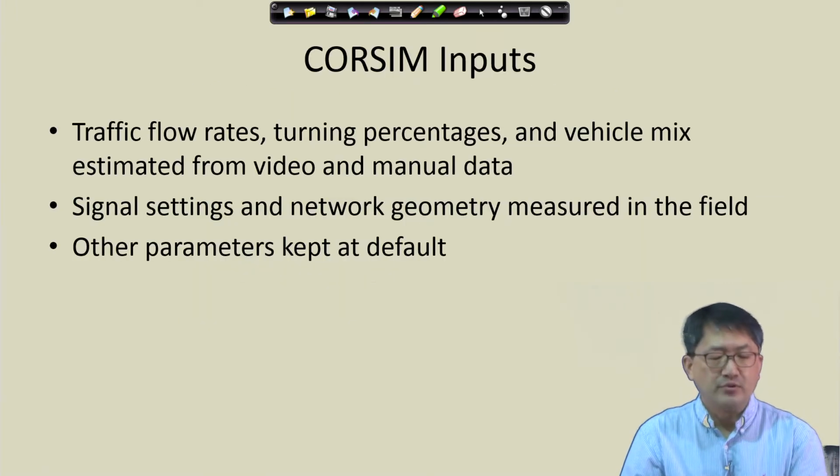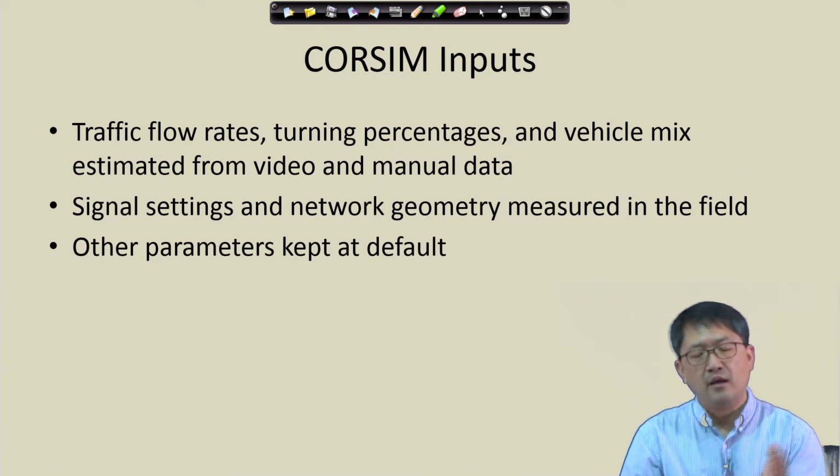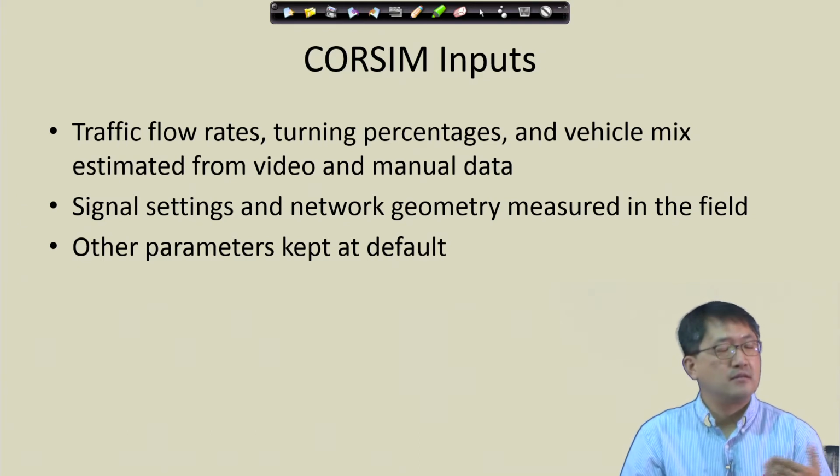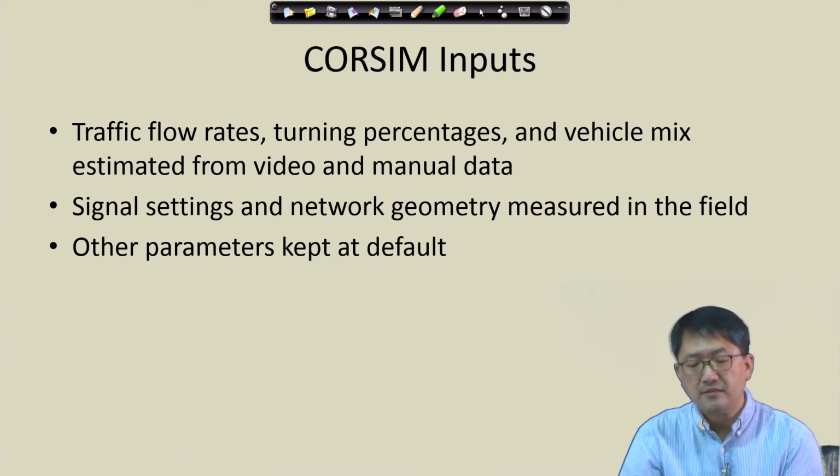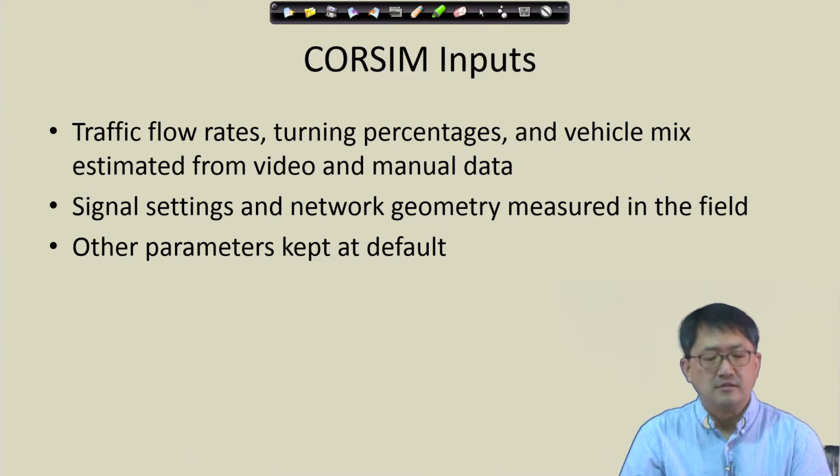So the CORSIM inputs are very obvious. We have to enter how many cars are coming in, what percentage is at each intersection, and what the vehicle mix is, the heavy vehicle percentage, and so forth. And then we have signal settings we got from the Chicago Department of Transportation, and then geometry conditions, and again other parameters are kept at default.